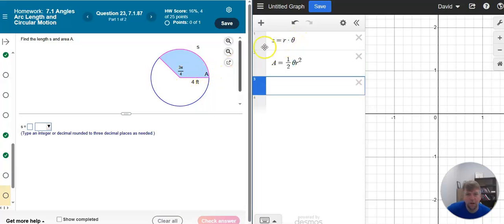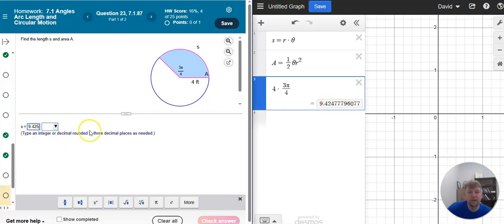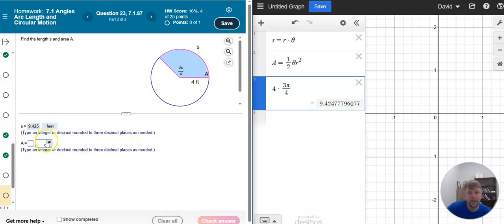All right, so s is r times theta. R is 4 feet, so we're just going to do 4 times the angle measure theta, which is 3 pi over 4. If I did 3 pi over 4, it would give me that decimal. It says decimal rounded to 3 decimal places, so 9.425. And then the units, because this is arc length, are the same units as the radius. So this will be 9.425 feet. Now the next part is area.